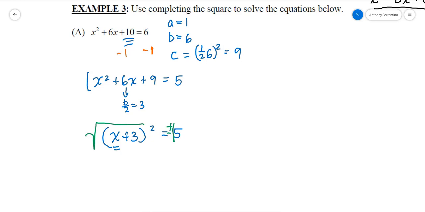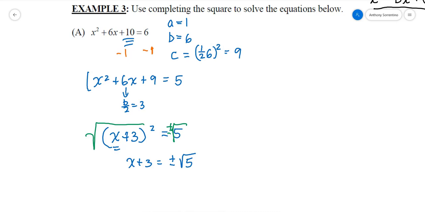So the first thing I'm going to do is square root both sides. Remembering that if I'm doing this and I don't previously have a square root in there, I've got to put that plus or minus symbol in. So this ends up being that x plus 3 equals plus or minus the square root of 5.